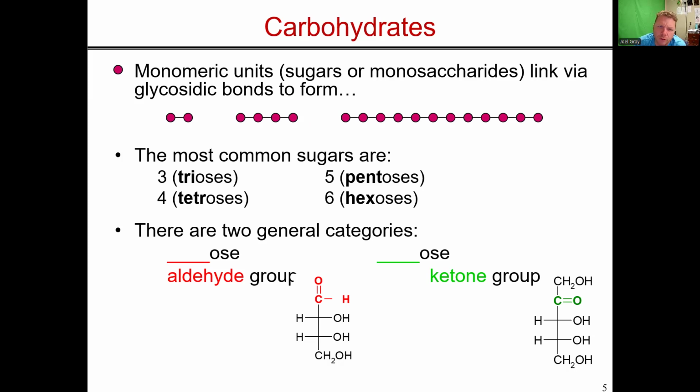Your most common sugars are trioses, tetroses, pentoses, and hexoses. So these are sugars that have 3, 4, 5, and 6 carbons. There are 2 general categories of sugars. They are aldose, which has an aldehyde group, and a ketose, which has a ketone group.